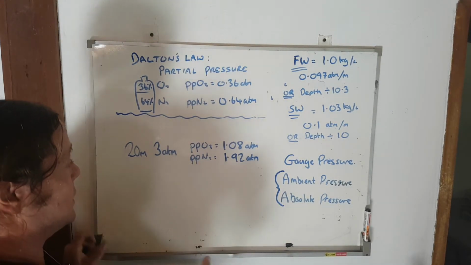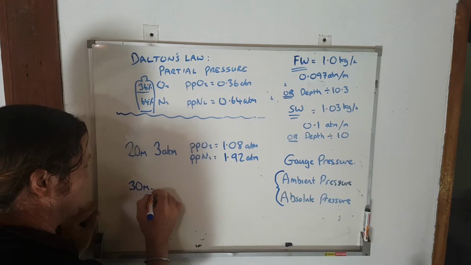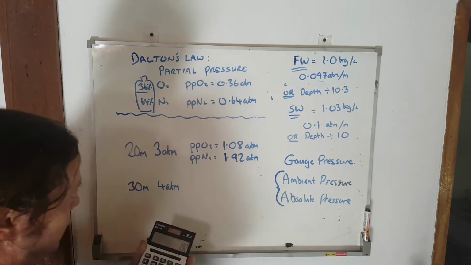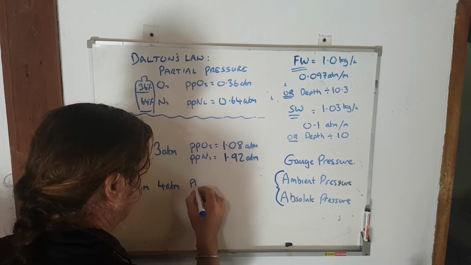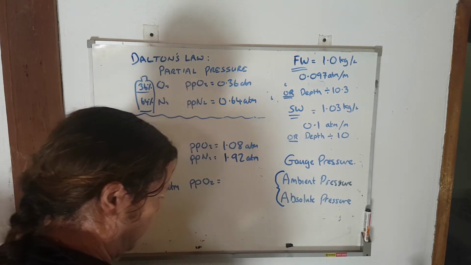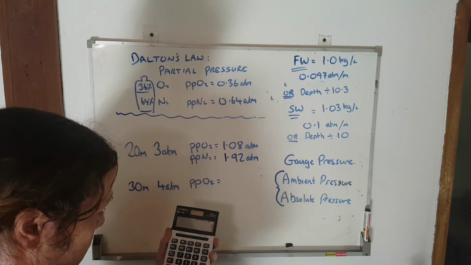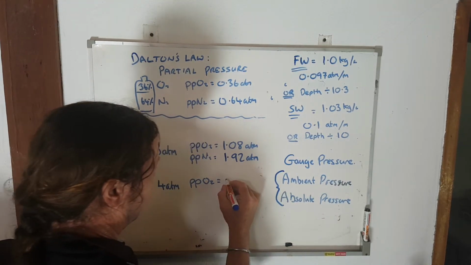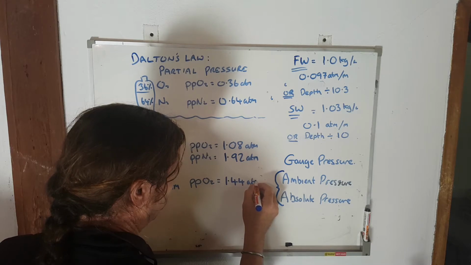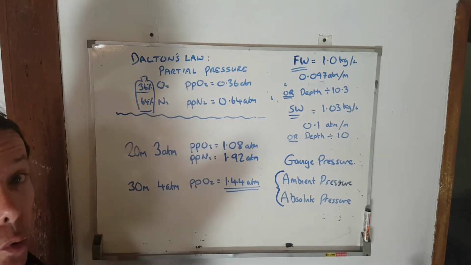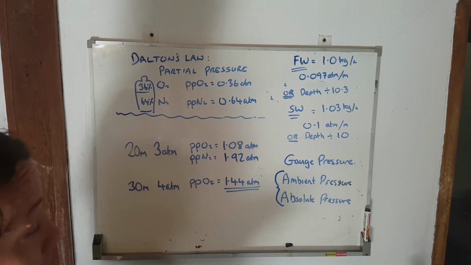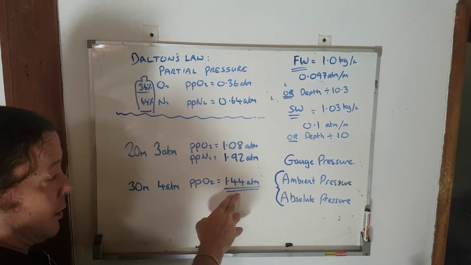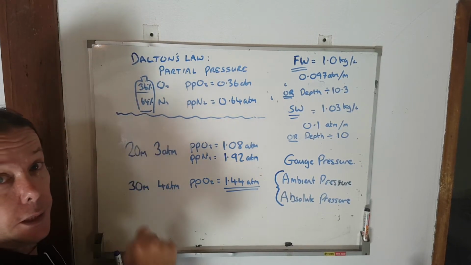So now you'll find that if I take this to the next depth, 30 meters, 4 atmospheres, and we do the same calculation, I'll write in partial pressure oxygen equals, so 4 atmospheres, 4 times 36%, and it comes up with 1.44 atmospheres. And you guys who are nitrox divers out there, you know that this is a no-no beyond 1.4. Yeah? So what we have to do about that is work out what our maximum depth is, and that's a different calculation altogether. You can see 30 meters is too deep for this particular tank.